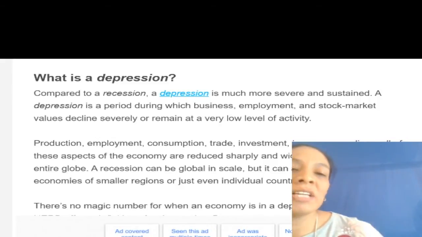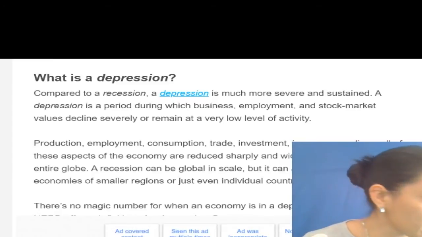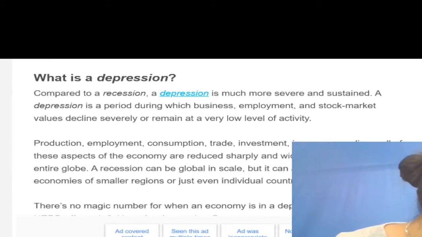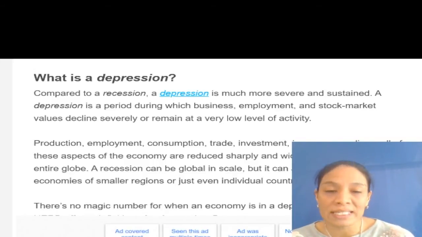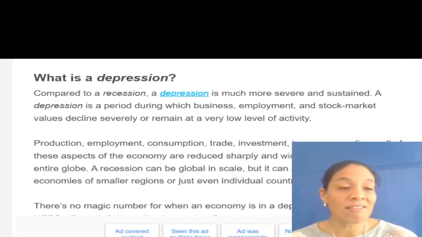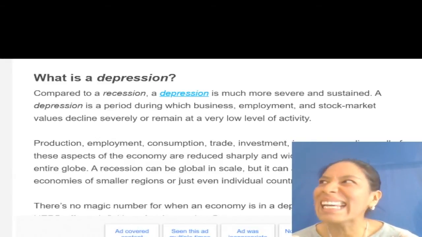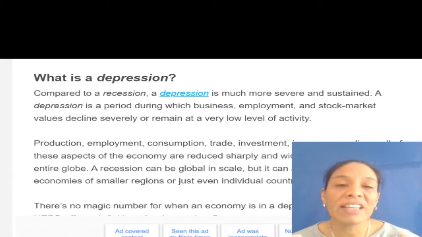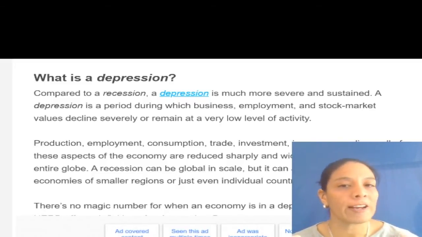Compared to a recession, a depression is much more severe and sustained. A depression is a period during which business, employment, stock market values decline severely or remain at a very low level of activity. It's like a stagnation. Everything seems to be stopping. It has to be logically longer than a recession.